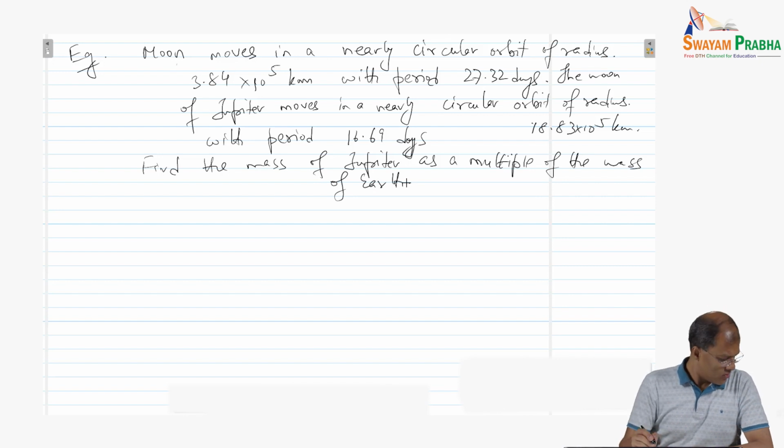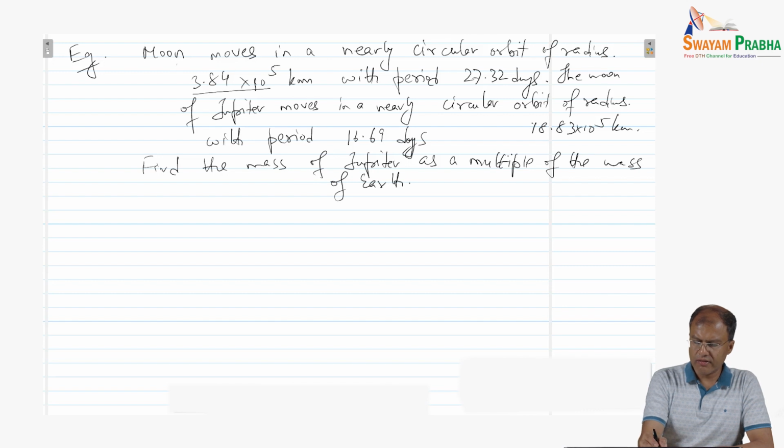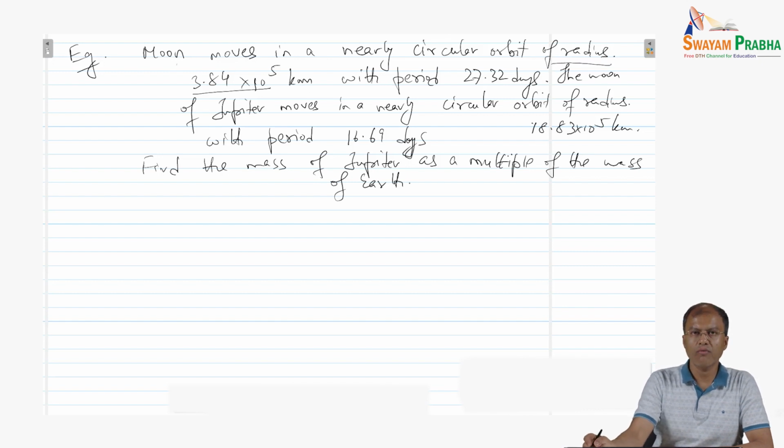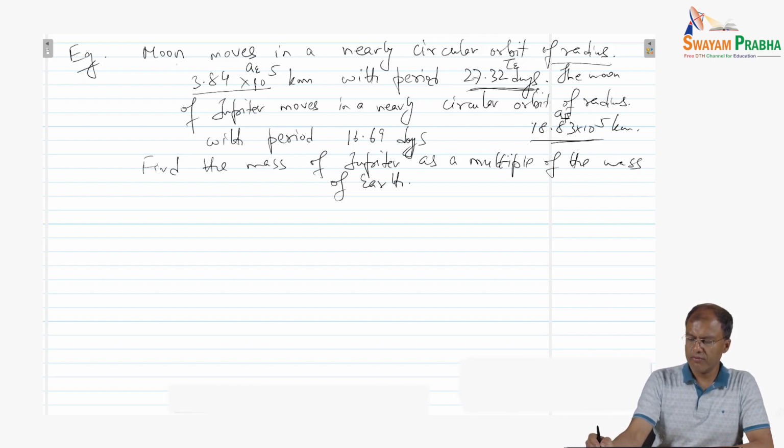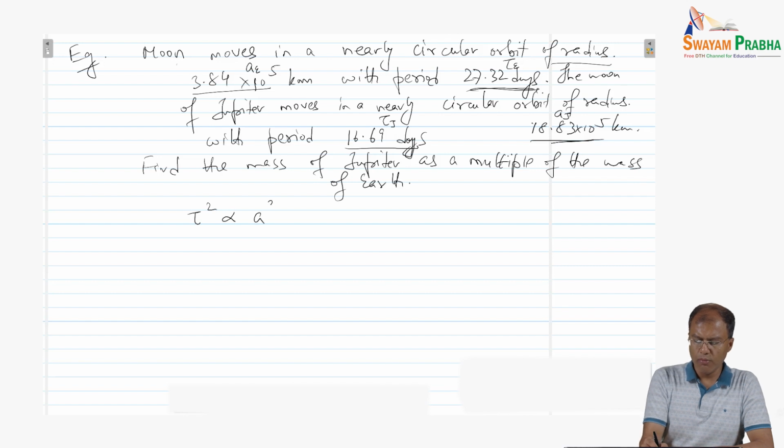So what we have here is that we are given the radius of the moon's orbit for the Earth, and the period of rotation, tau Earth. We are given the radius of the orbit of Jupiter's moon and the period tau Jupiter. And we know that tau square is proportional to a cube. We can use this information and take a ratio.